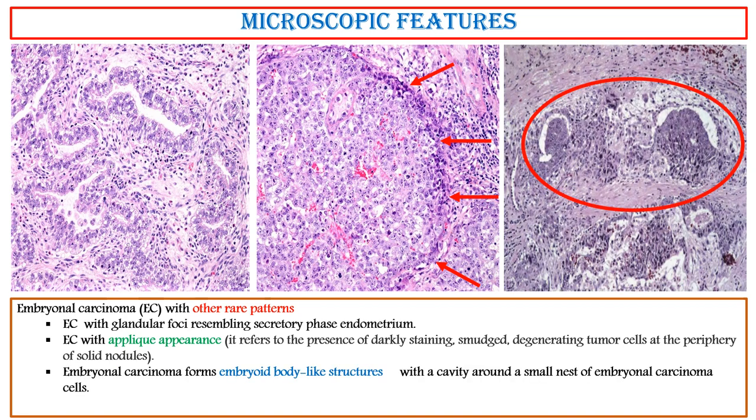Embryonal carcinoma forms embryoid body-like structures recapitulating the embryonic architecture, with a cavity around a small nest of embryonal carcinoma cells. When the tumor is composed of numerous embryoid bodies, it is called polyembryoma.